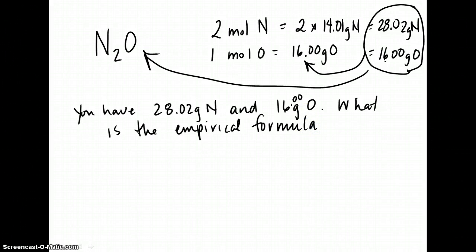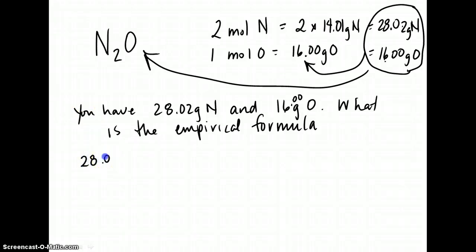Remember, the empirical formula is simply a formula that shows the ratio. It doesn't actually show you how many atoms there are in the molecule, but the ratio of one element to the next. In this case, we have a ratio of twice the number of nitrogens as oxygens. So going back to our question, where you have a certain mass of each element, how is it that you get the empirical formula? We simply do the reverse.